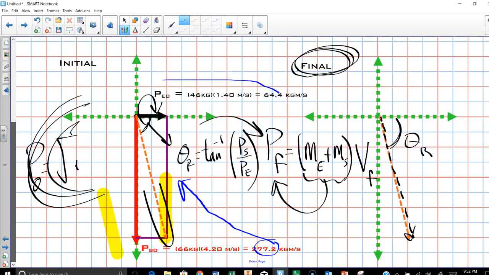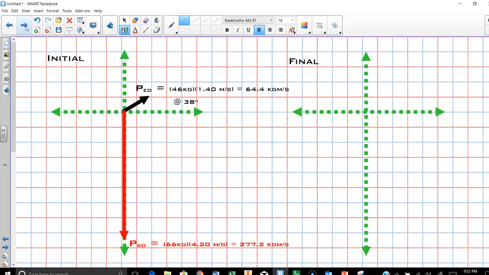Now, I want to take this a step farther. What if the problem started off like this? This is a slightly more complicated problem. Can we get the final momentum in this situation?